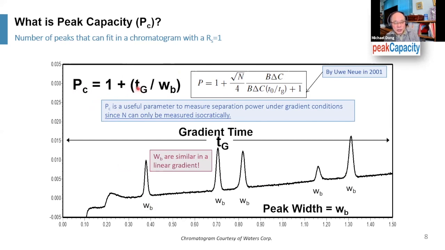1 plus the time Tg, assuming a simple broad gradient, divided by the average peak width. And peak width really should be the same. So you can either take the average peak width or you can just measure one of them. It should be the same, unless one of the components is very basic or something strange. Here's a better, more complex definition, right? This was developed by Dr. Uwe Neue. I have known Uwe for many years.